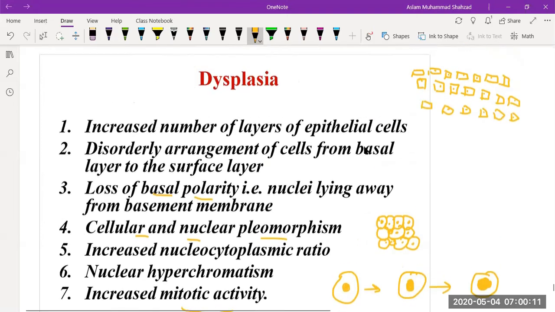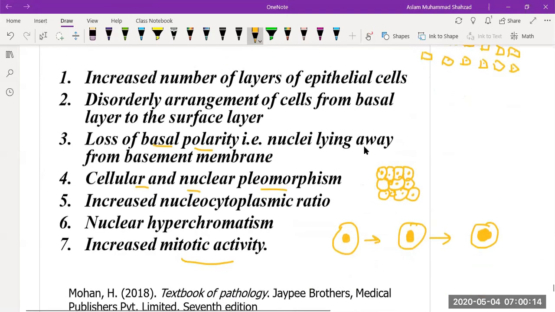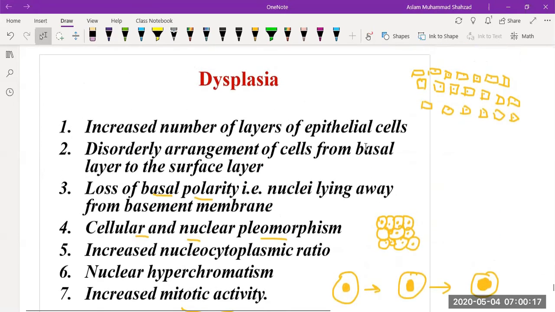So you just need to understand that in dysplasia, number one, there is an increased number of layers of epithelial cells. Number two, disorder in the arrangement of cells from the basal layers. Number three, the loss of basal polarity, where the cells that grow more and more go away from the basement membrane. Then cellular and nuclear pleomorphism, where the shape of the cells will be abnormal and there will be some small structures. Then there is the increase of the nucleocytoplasmic ratio, where sometimes there will be an enlarged nucleus.